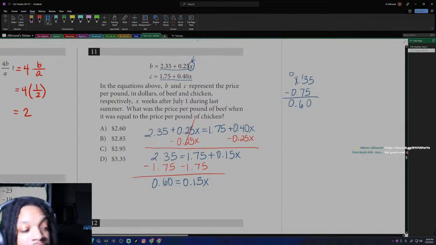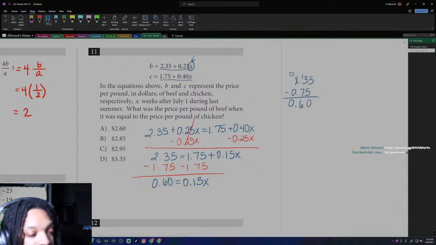0.15 times what gives me 0.60? I'm going to just count by 15s. 15, 30, 45, 60. So x equals 4. But that's not what we're trying to find. Remember, we're trying to find b whenever x is 4. So b of 4 is how you could think of that.